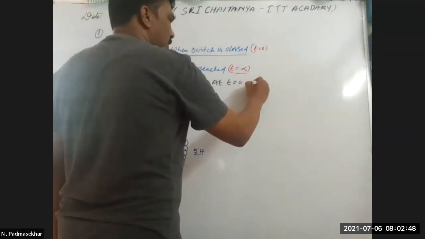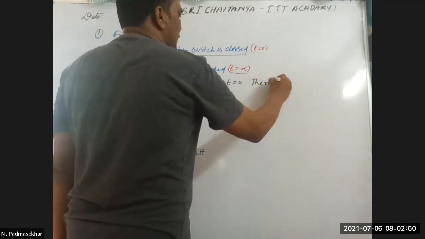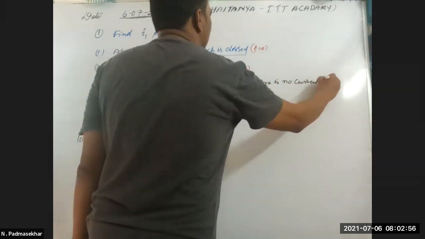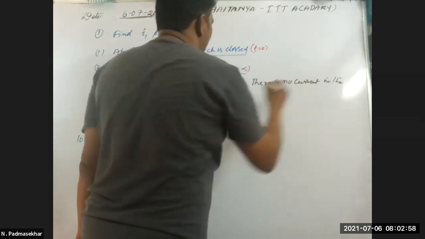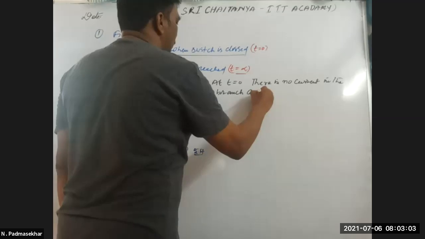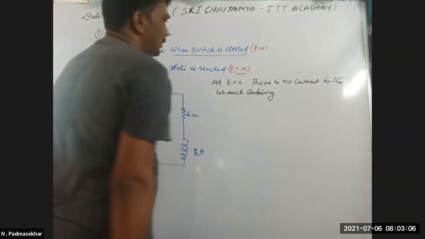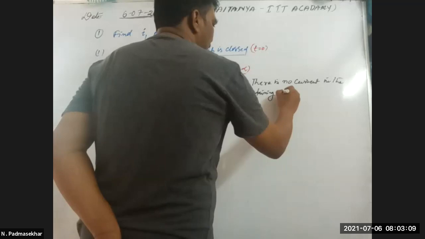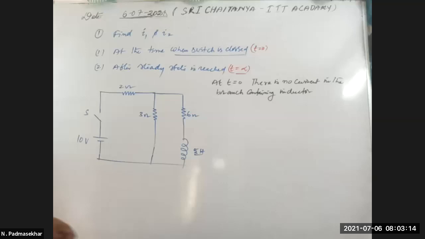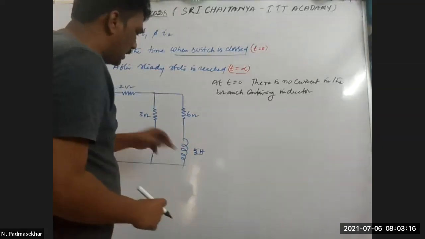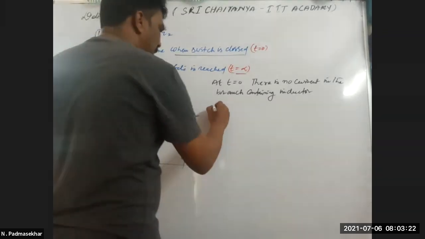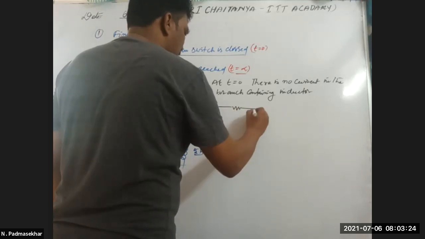At t is equal to 0, there is no current in the branch containing the inductor, and no current flows through it, because at t is equal to 0 it is open. So it becomes open, and this is the circuit.